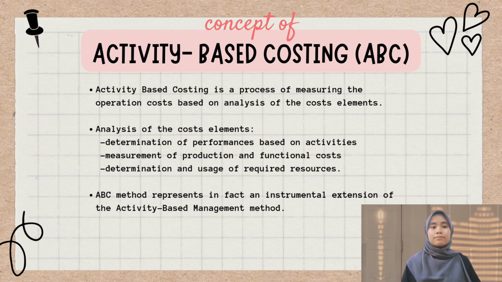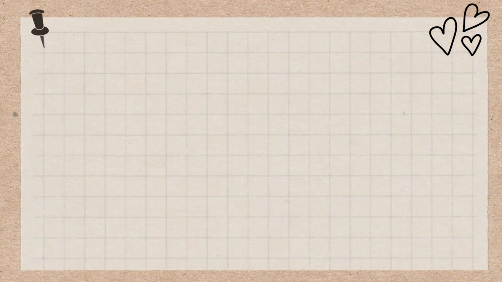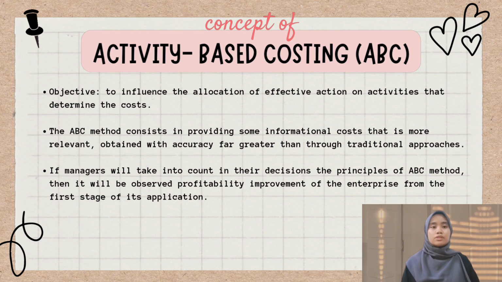Activity-based costing or ABC method represents in fact an instrumental extension of the activity-based management method, which means the ABC method becomes the main instrument of providing information for the activity-based management ABM method. The objective of the activity-based costing method is to influence the allocation of effective action on activities that determine the cost. Activity-based costing methods provide some informational costs with higher relevance and higher accuracy than the traditional approach.